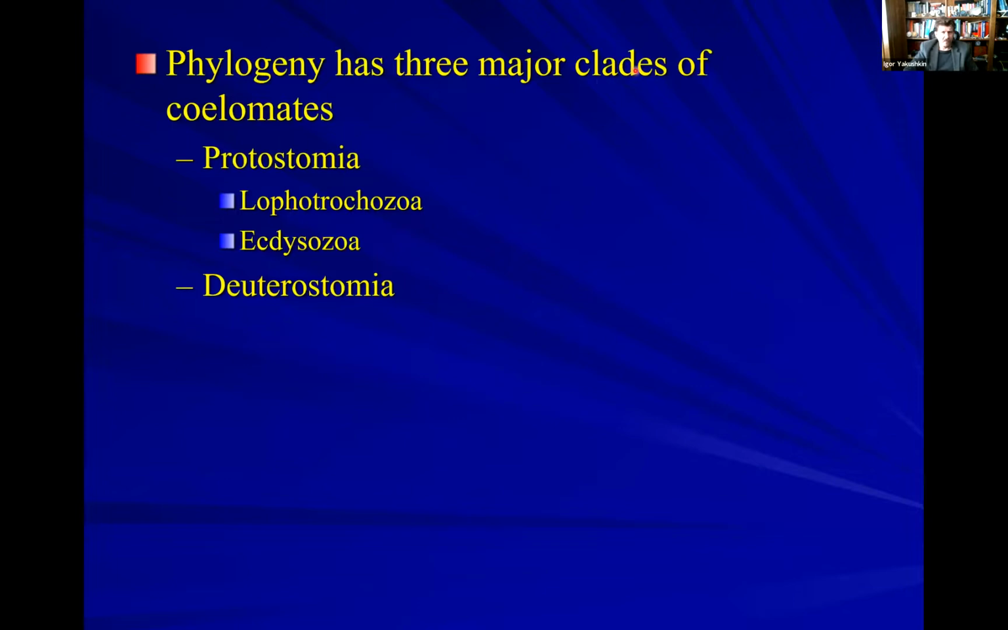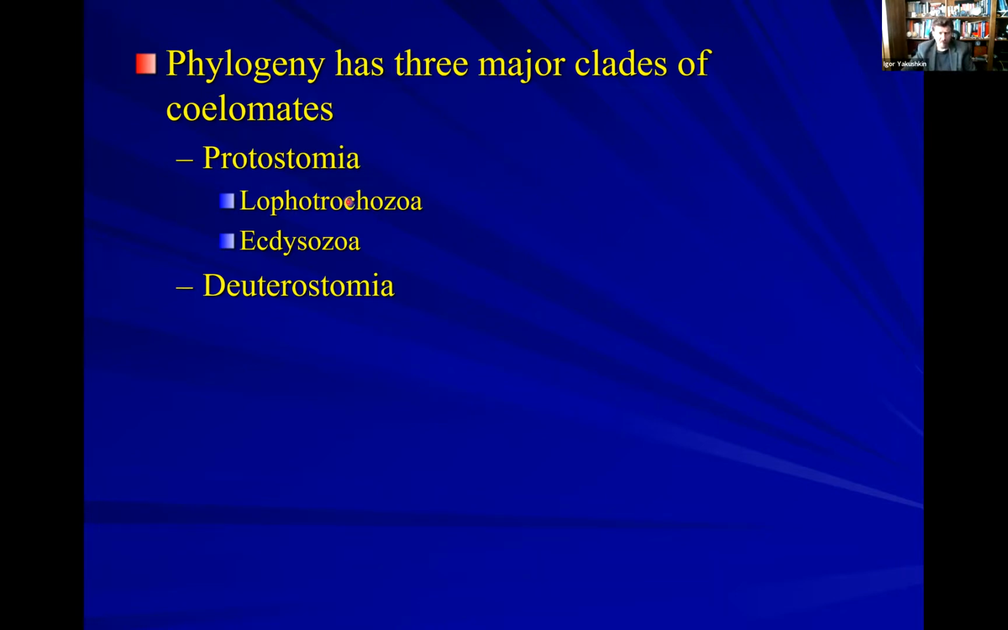So three major clades. We talk about the protostomes and deuterostomes. Within the protostomes there are two major groups known as the Lophotrochozoa and the Ecdysozoa. And we'll discuss it a little bit later. As a matter of fact, in one of the labs, you will be creating the cladogram.